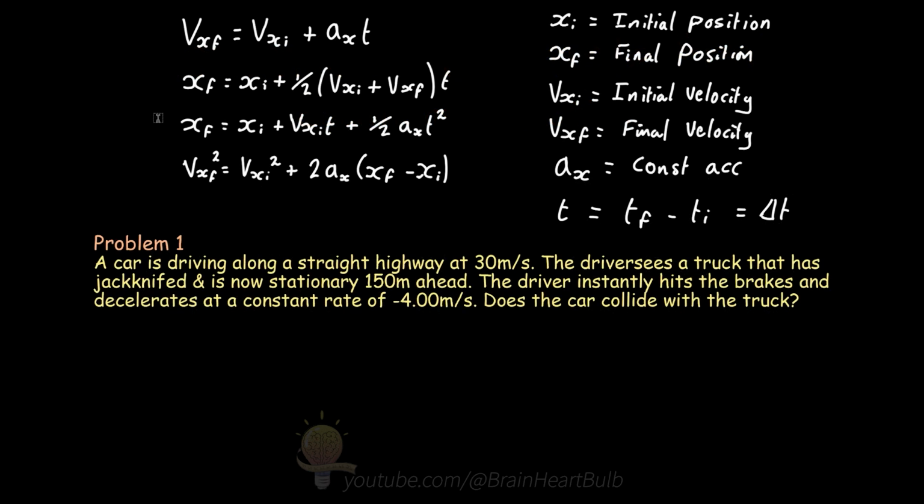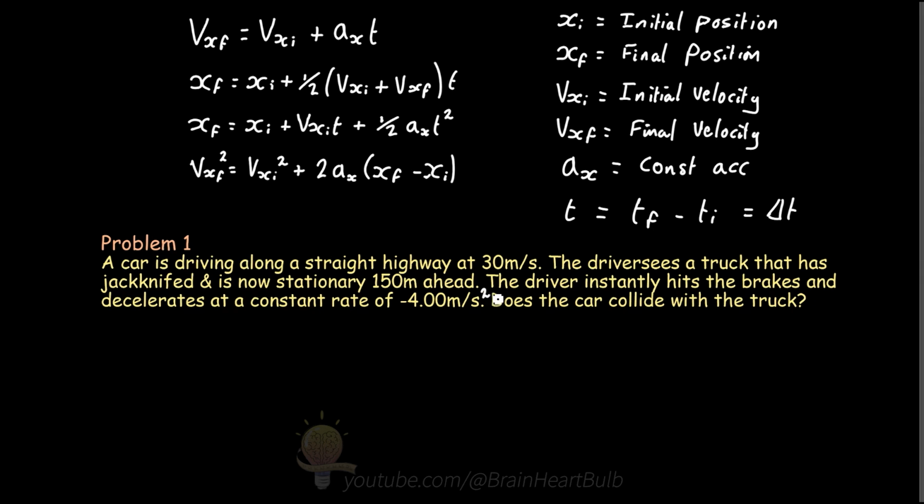Okay, so problem 1. A car is driving along a straight highway at 30 meters per second. This is about 70 miles per hour. The driver sees a truck that has jackknifed and is now stationary at 150 meters ahead. The driver instantly hits the brakes and decelerates at a constant rate of minus 4 meters per second squared. Does the car collide with the truck? So in order to begin answering this question, it's a good idea to draw a diagram of what we have.